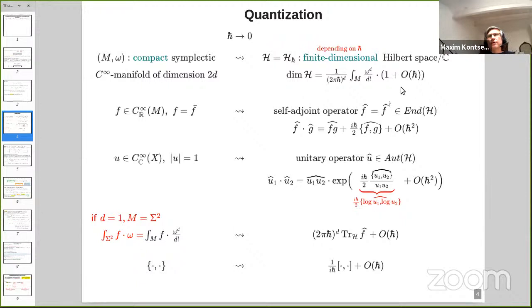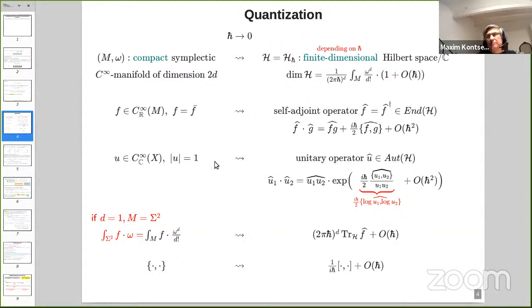When you have a real valued function on your manifold, equal to its complex conjugate, then for small h bar you should have a self-adjoint operator acting on the space. The main rule is that the product of quantized operators is the operator of the quantum product, plus i h bar over 2 times the quantization of the Poisson bracket, plus higher order terms. One can ask that this forms a power series in h bar, an asymptotic expansion in h bar, and it will be a star product.